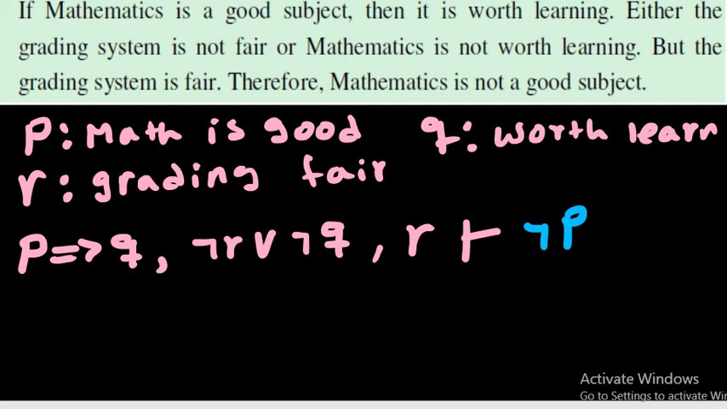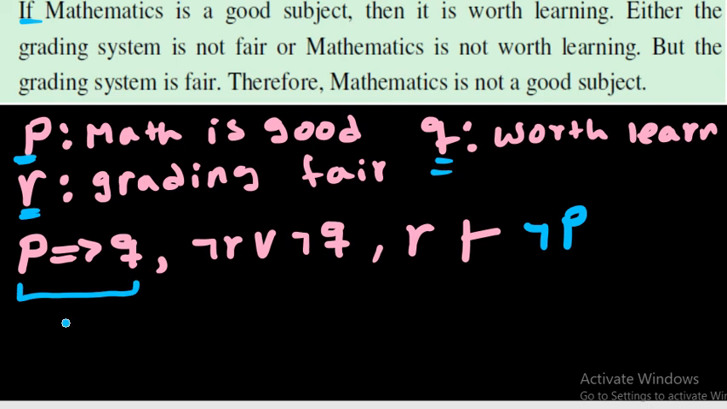We have three statements here. They are combined. The first one, math is a good subject, I just allocate by P. And the second one, it is worth learning, Q. And finally, grading system is fair, that's R. Now let us combine. If mathematics is a good subject, that is P implies, because the if part is the first part, then it is worth learning, that is P implies Q.